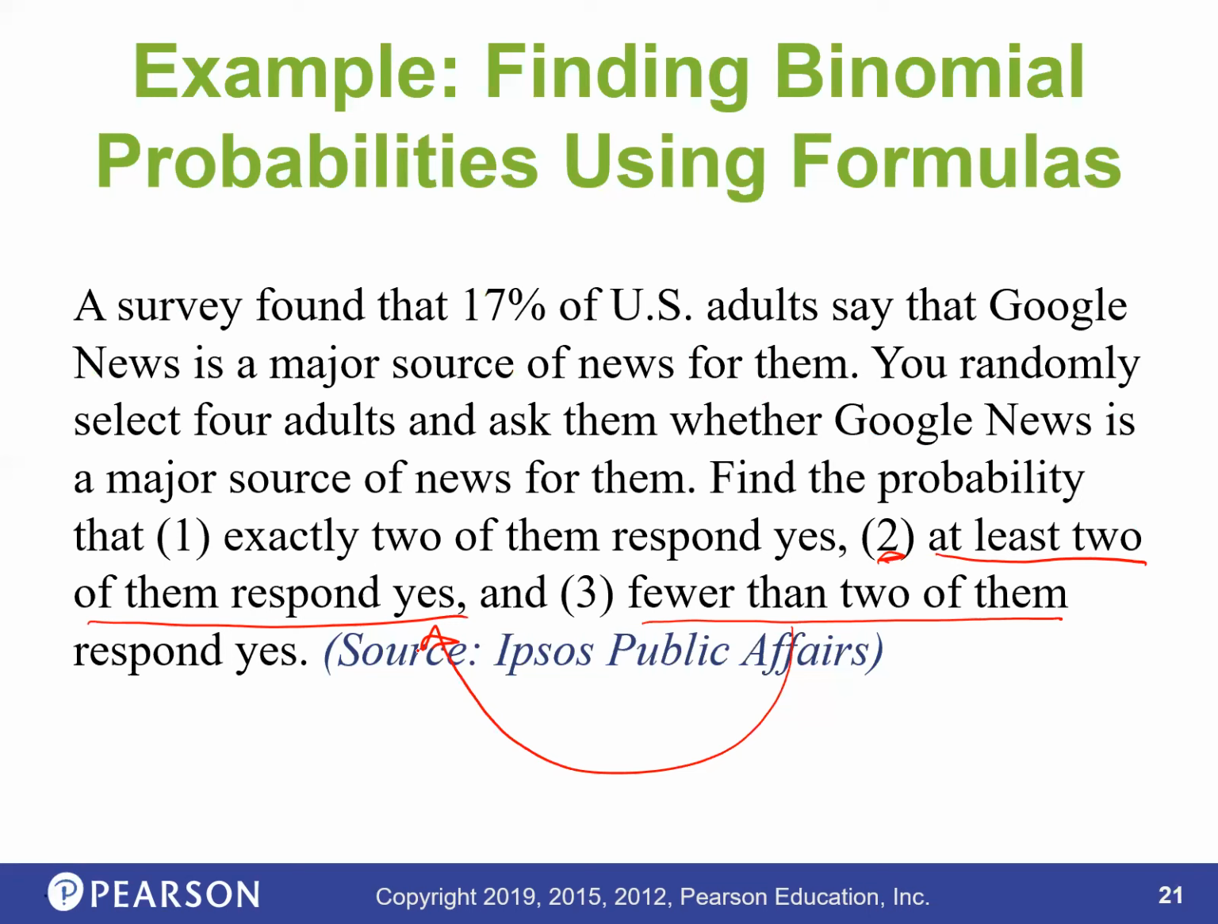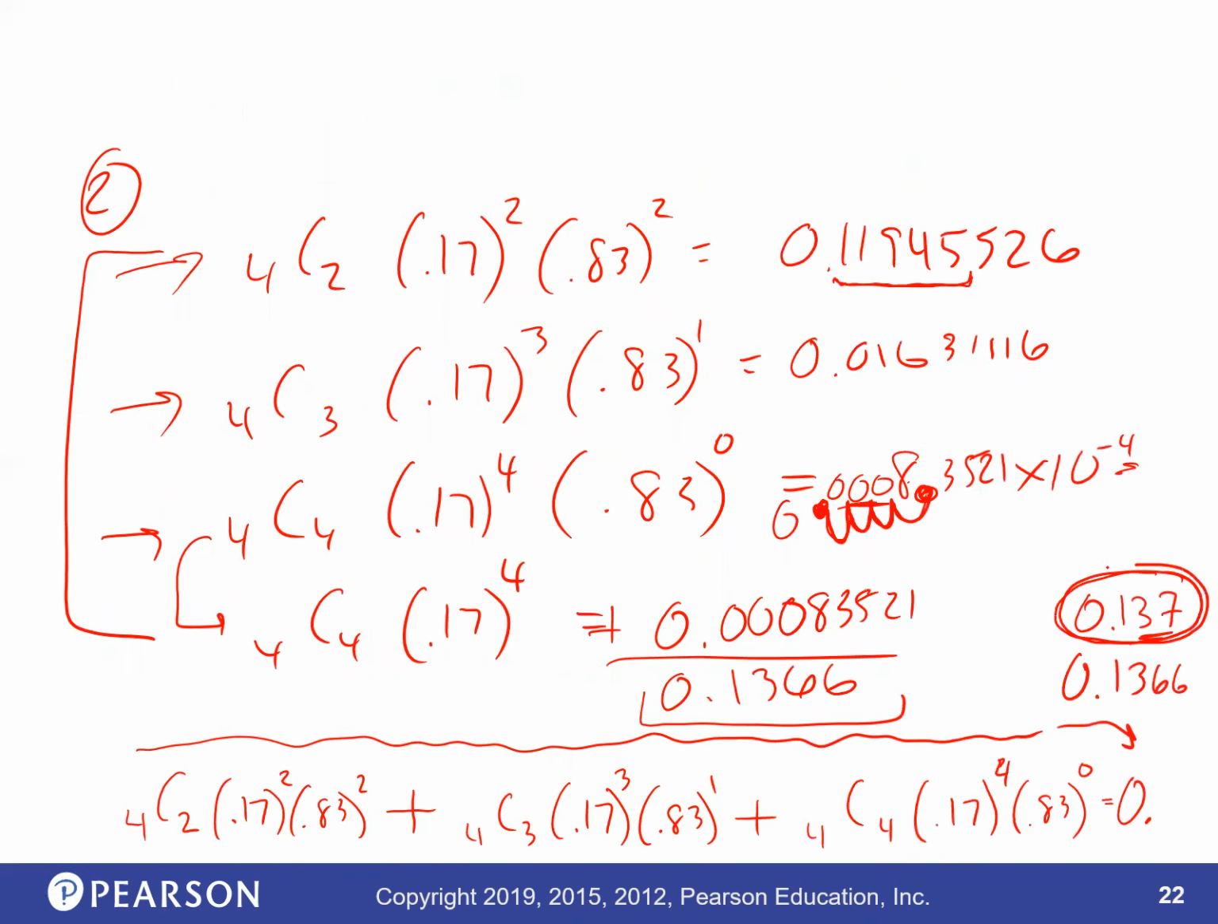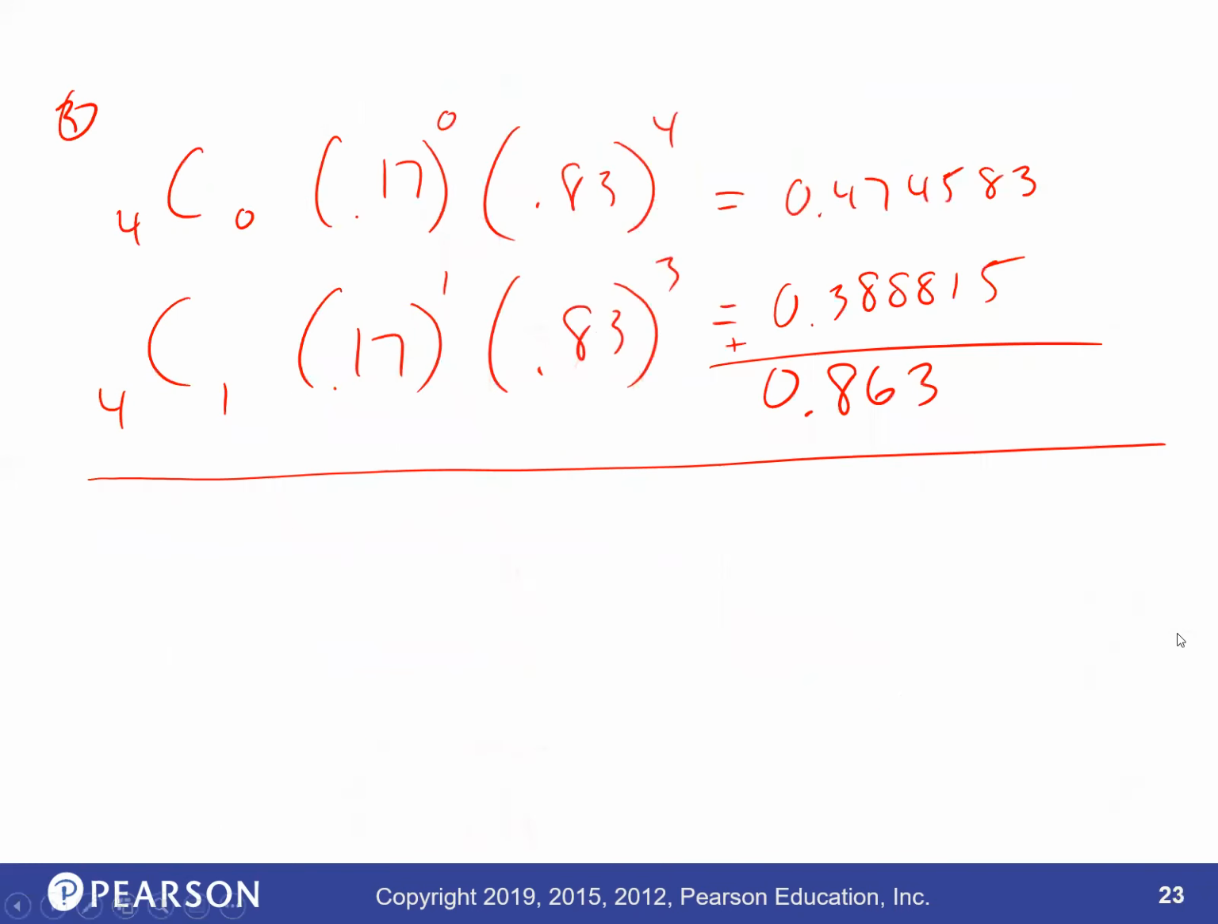Ready? For number 2, at least 2, because 2 responded yes, 3 responded yes, or 4 responded yes, right? But if fewer than 2 of them responded yes, that means it's the ones that we did not count yet, right? Remember, we counted 2, 3, from what? From 1. You guys ready for this? We got an answer of, look at this little answer right here, 0.137. We go over here and all we do is we go like this and I wanna see what happens. What do we get?